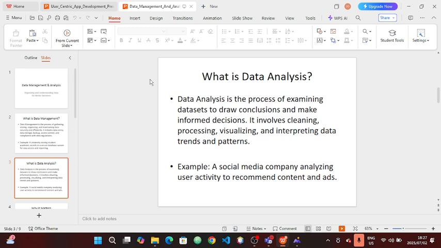What is data analysis? Okay, we spoke previously about data management. What is data analysis? Data analysis is the process of examining data to draw conclusions and make informed decisions. It involves cleaning, processing, visualizing, and interpreting data, trends, and patterns. An example of this is a social media company analyzing users' activity to recommend content and ads.